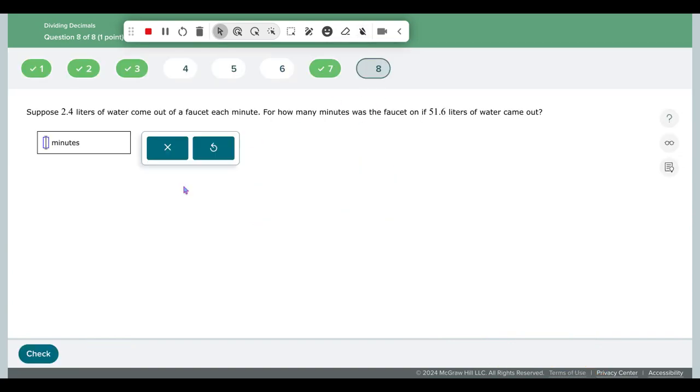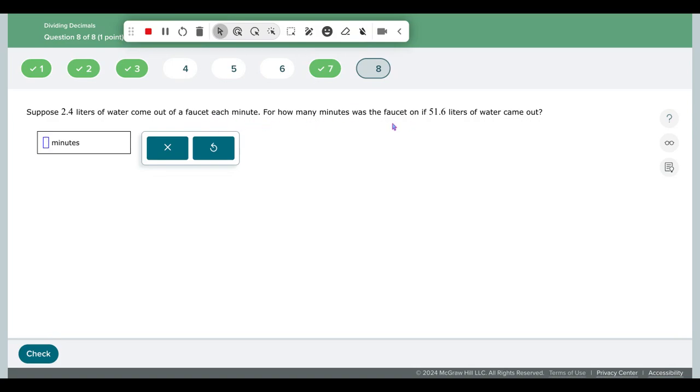Let's look at the last one here. Okay, suppose 2 4/10 liters of water came out of a faucet each minute. So that's kind of the rate that the water is flowing out of your faucet, right? 2 4/10 of a liter. So think of a 2-liter of soda, right? About a 2-liter of soda and then close to a half of a one, just to wrap your brain around that. Okay, so that's coming out each minute.